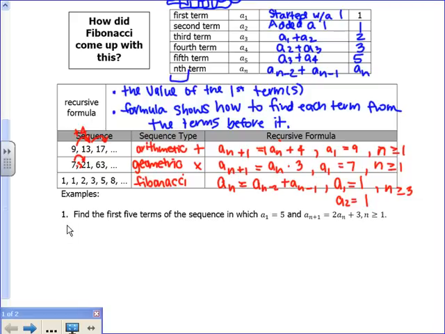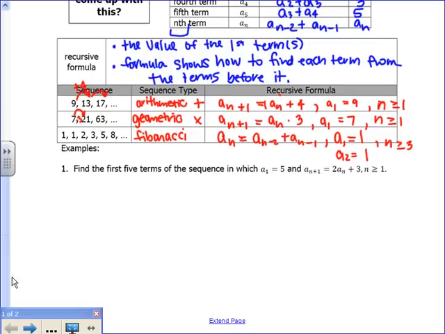Now, examples of these types of things that you're going to do for this section. Number 1 says, find the first 5 terms of the sequence in which a sub 1 is 5 and a sub n plus 1 equals 2 times a sub n plus 3 when n is greater than or equal to 1. Basically, they're giving you this and you are finding this. Pretty easy. It's tough to go the other way around, but it's pretty easy once you know the formula in order to find this.